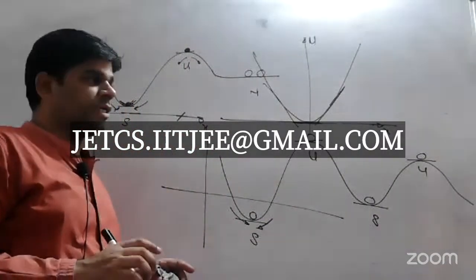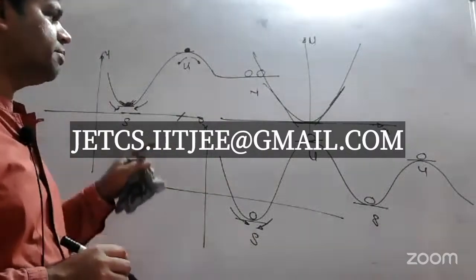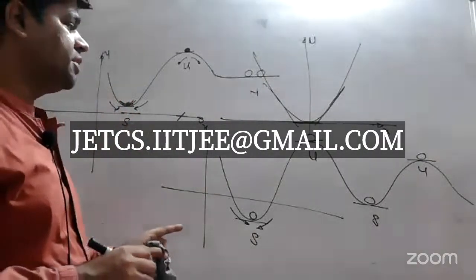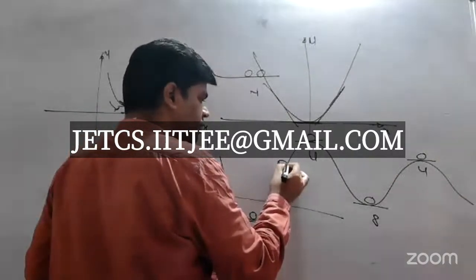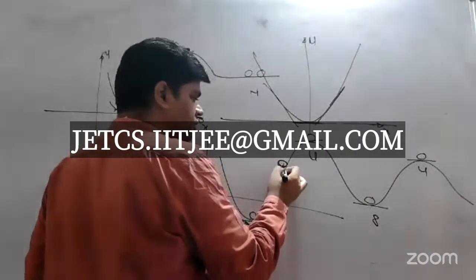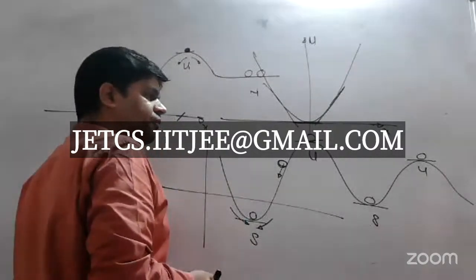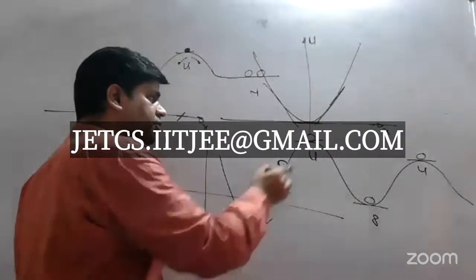So looking at the U(x) graph, I can tell you whether the point is stable or unstable, whether it's in equilibrium or not. If I leave a particle over here, will it stay there? No, it will slide down. So this is not an equilibrium position at all. For it to be an equilibrium position, it has to be either a minimum or a maximum.